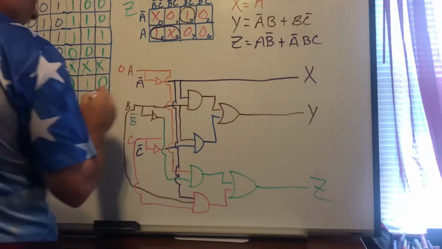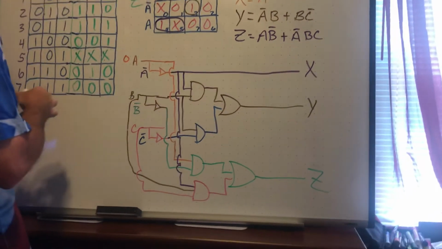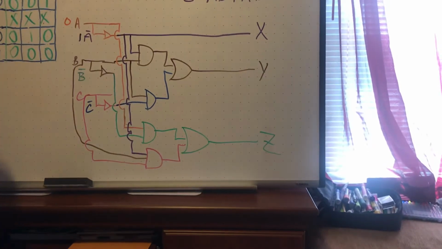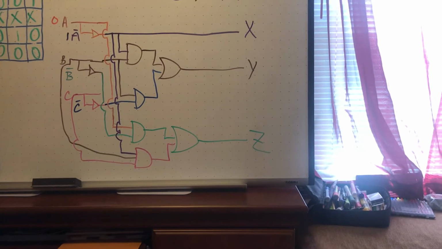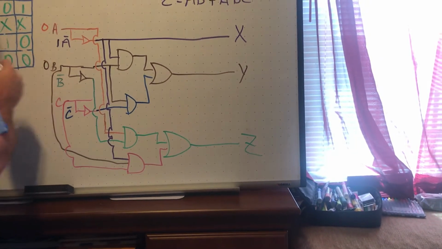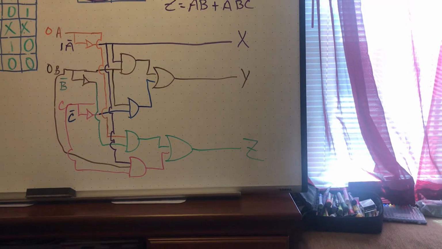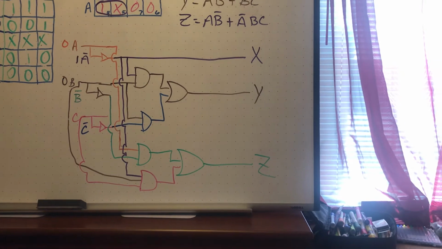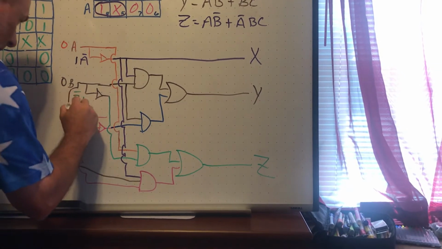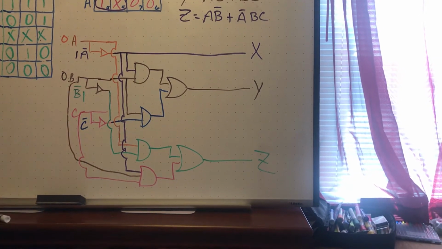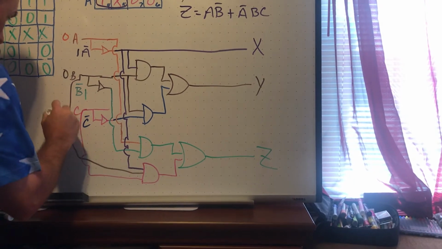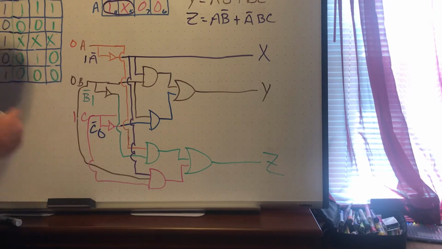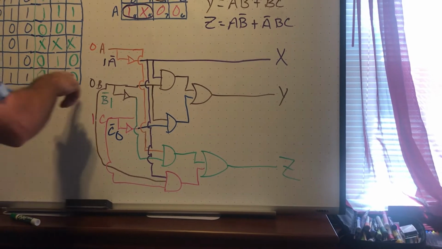So if A is 0, then A naught is a 1. If B is a 0, B naught is a 1. I can't hold all these markers. And if C is a 1, C naught is a 0. So now we can go through and we can put it in.